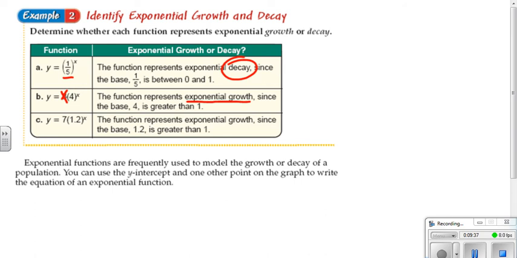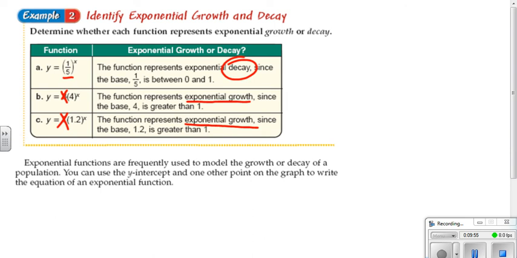And the last one, y equals 7 times 1.2 to the x. Again, we don't care about the initial value. We just want to know how much it's growing by, and it's getting bigger by 1.2, which is greater than 1. So it is actually growing over time. That is an exponential growth then.